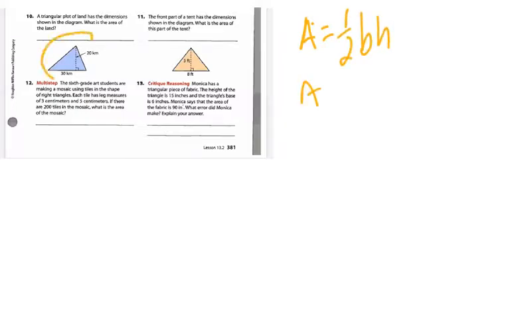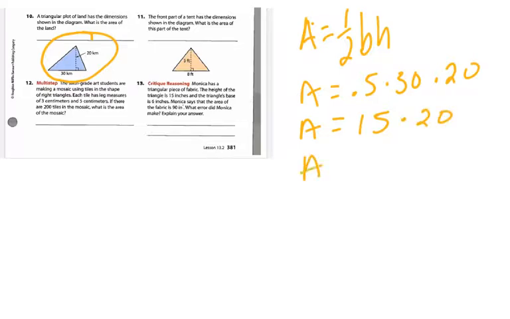We're looking at this triangle. So my area is going to be 0.5 times 30 times the right angle, right, is indicating that that dotted line is your height, times 20. So my area is going to be equal to 15, because 0.5 times 30 is 15, times 20. Area is going to be equal to 300 kilometers squared. Okay, does that make sense?